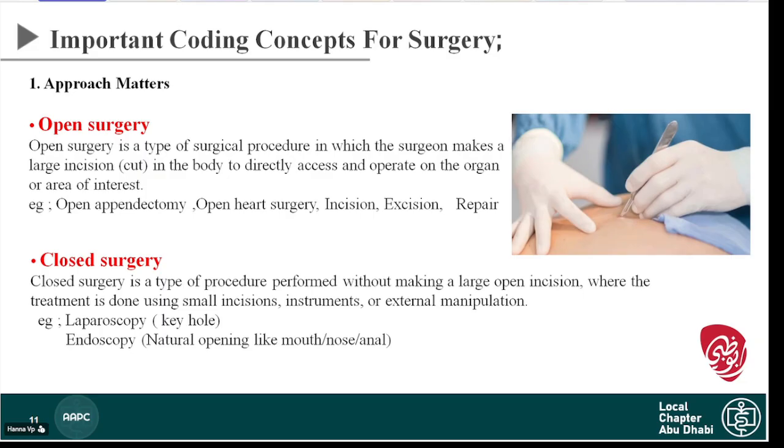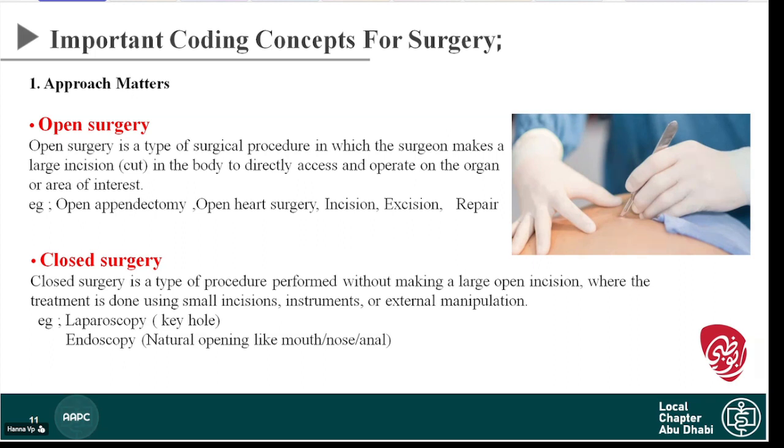Now let's see, before going to the CPT rules and regulations in the genitourinary system, let's see the important coding concepts for surgery. As usual, the genitourinary system is a part of the surgery section in our CPT. So first of all, everyone should have a basic knowledge about what we are going to take.